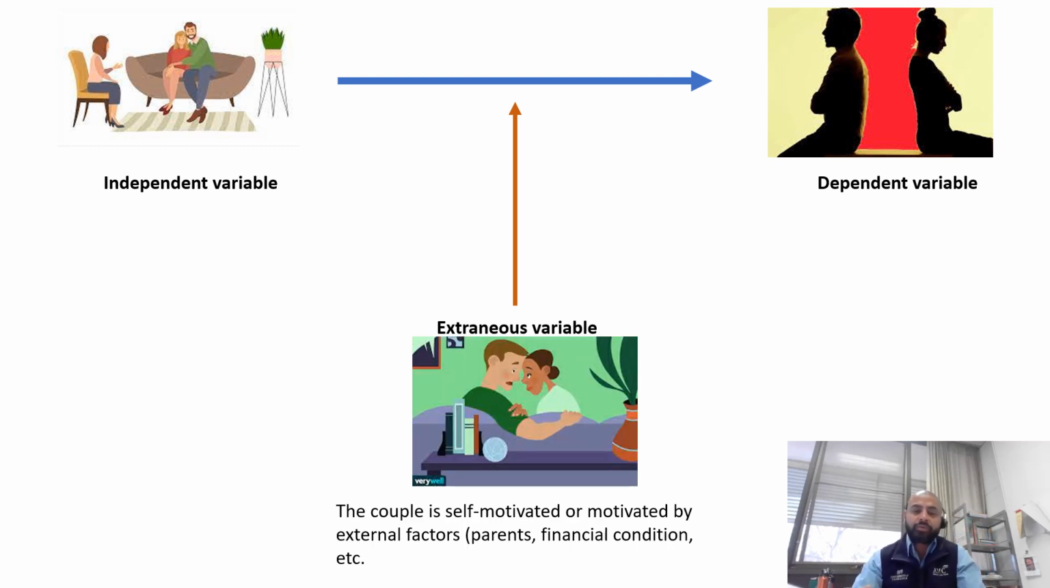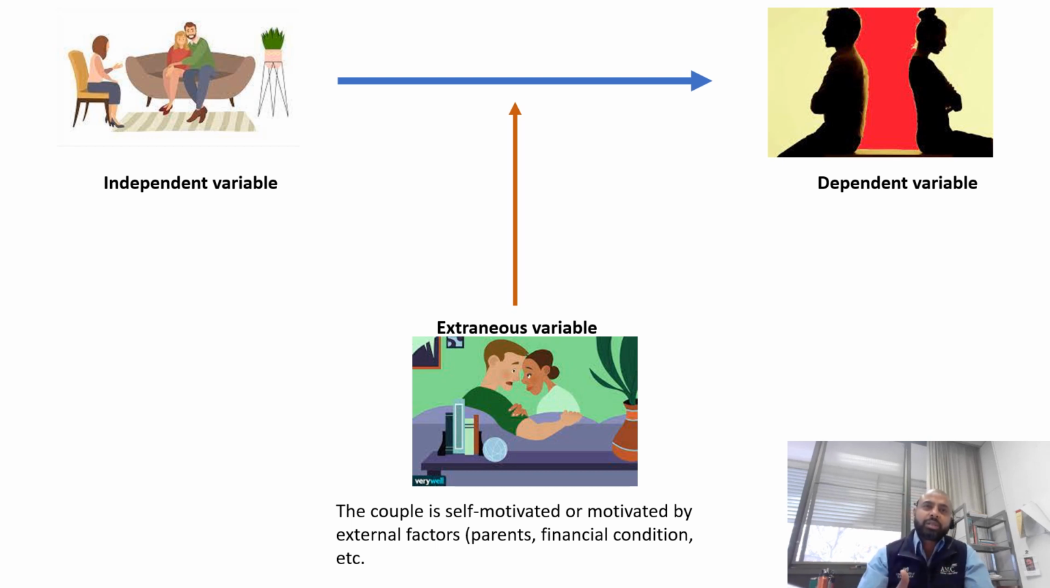One more could be that the couple was themselves self-motivated or motivated by external factors. For example, the couple decided not to divorce because they were having financial issues. So maybe they realized that if they separate, they would not be financially well off, and they need each other to support each other financially. Or maybe it was the parents who interfered and intervened, and they decided that the couple should not divorce. It had no correlation to your counseling services, or had no direct cause and effect relationship with the counseling services that were being provided.